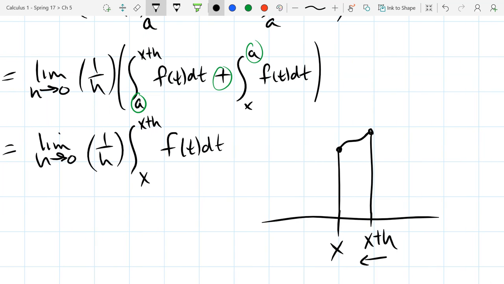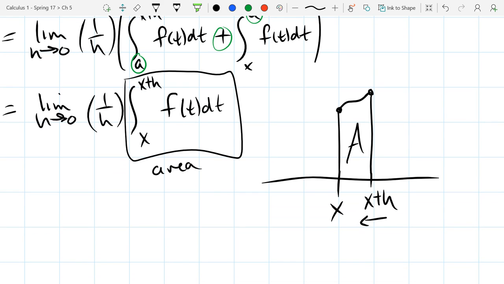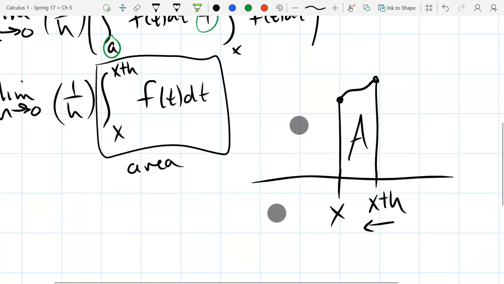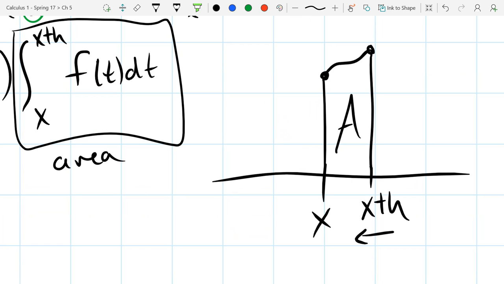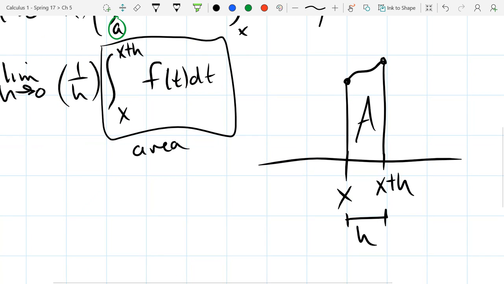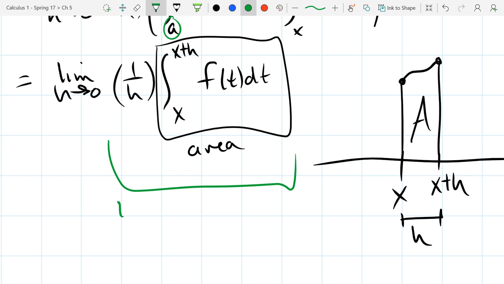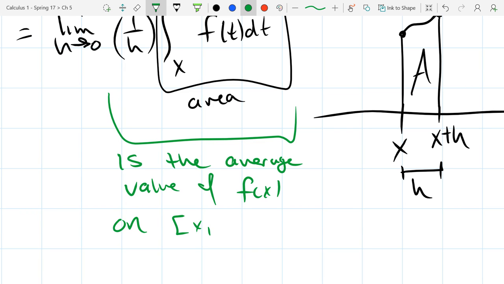So what we're looking at right here is the area, and I'll call it A. So we're looking at the area right there. 1 over h. What property does h measure over here? Width. It's how wide this is. So what we're looking at is an average value. It's the area divided by the width, or multiplied by the reciprocal of the width. So this is the average value. So this whole thing is the average of f of x on the interval x comma x plus h.